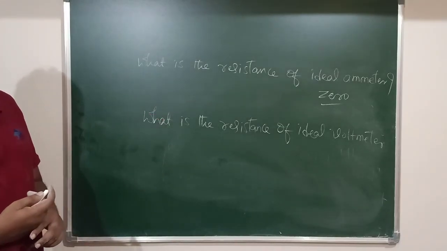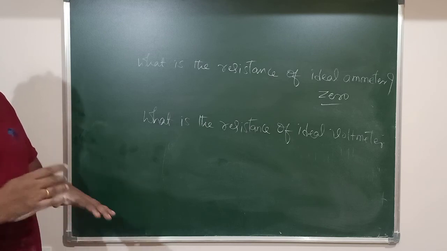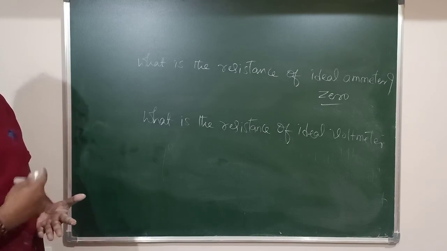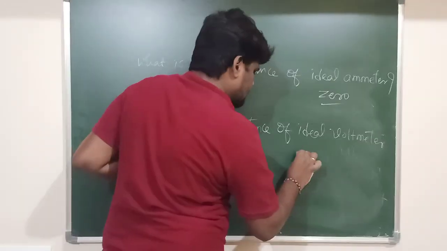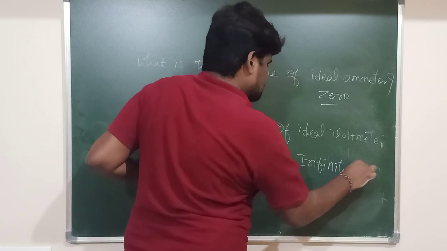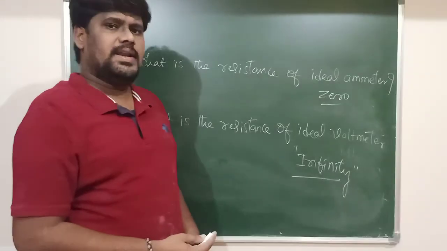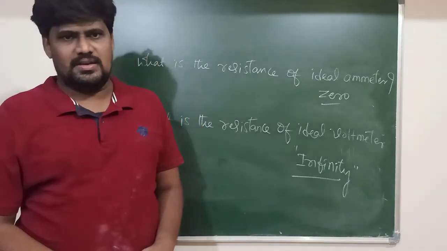As I said, a voltmeter should have the maximum resistance. Ideally, maximum means how much? Definitely infinity. Then what is the resistance of an ideal voltmeter? The resistance of the ideal voltmeter is infinity.